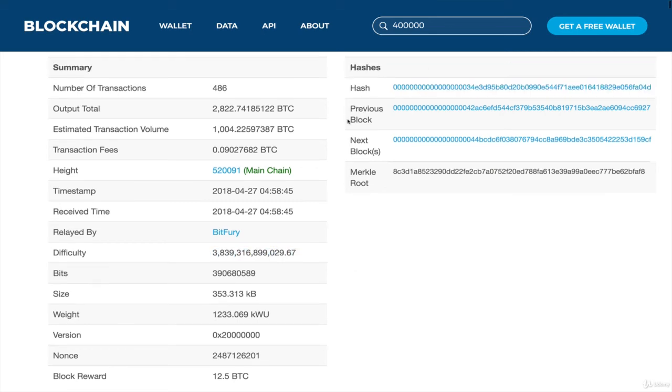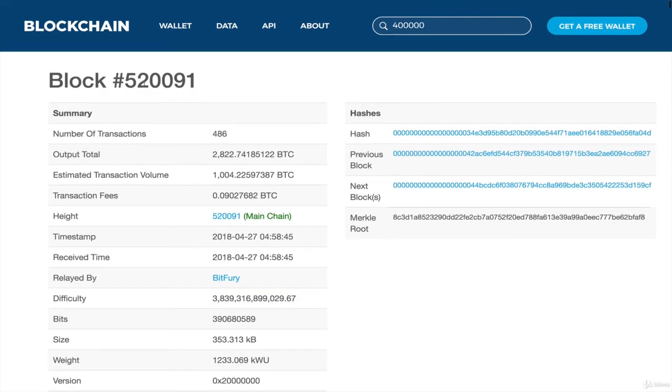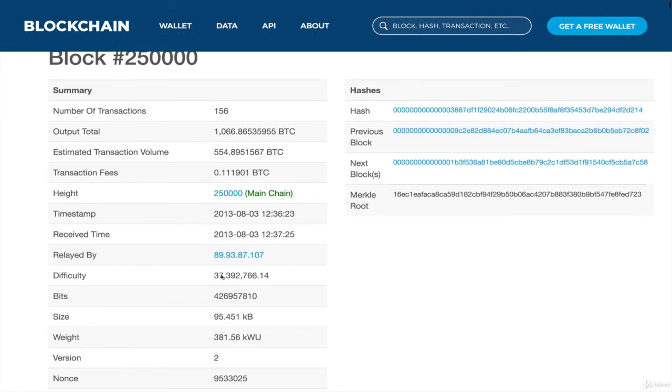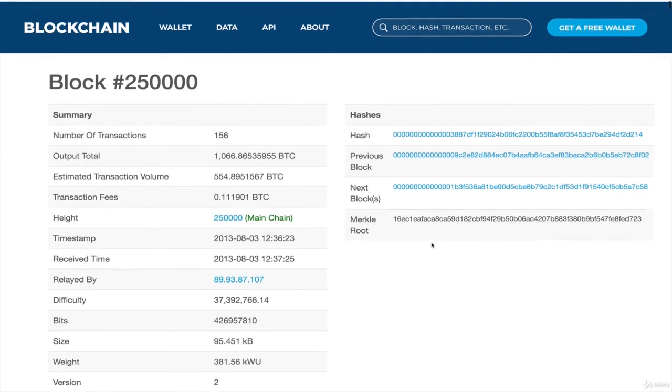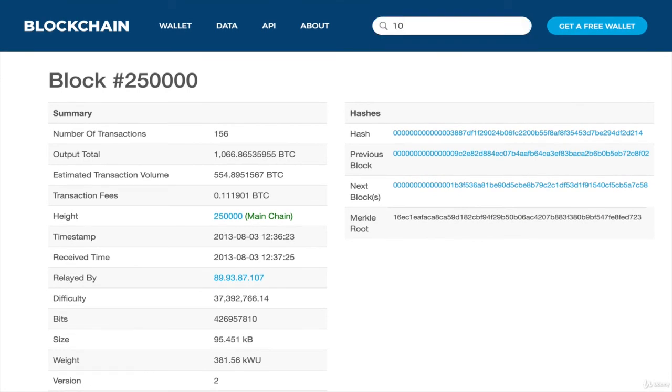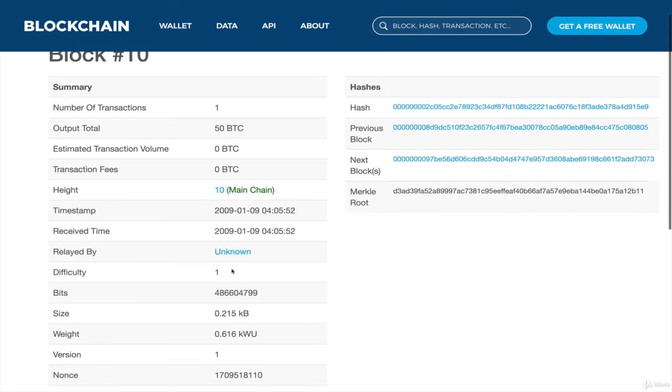So if we compare that to, let's go back in time to like half the number of blocks. Let's go to block, what should we do, 250,000? Yeah, so this will be about 4 or 5 years ago. You can see difficulty was only 37 million. Yeah, so way smaller. And we're talking about trillion today and million back then. And if we go all the way back, let's go to like block 10. Difficulty 1. So that means the target was exactly N.